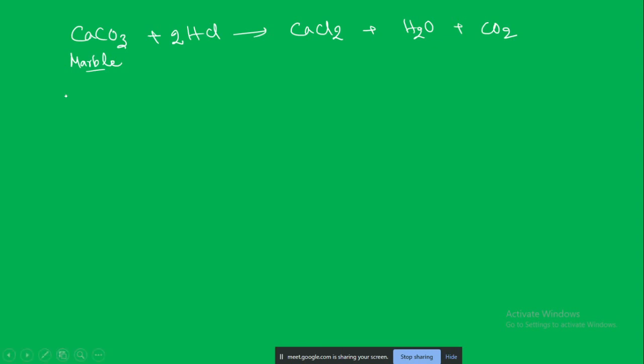If we are using the dilute acid, then it gives a highly effervescent reaction. That means it will give a lot of bubbling. This carbon dioxide formation will appear as vigorous bubbling.